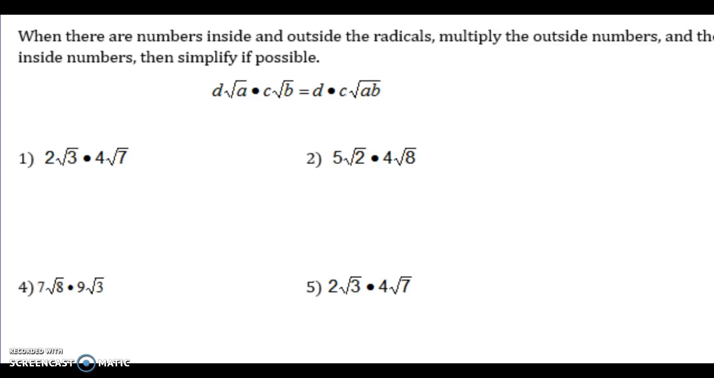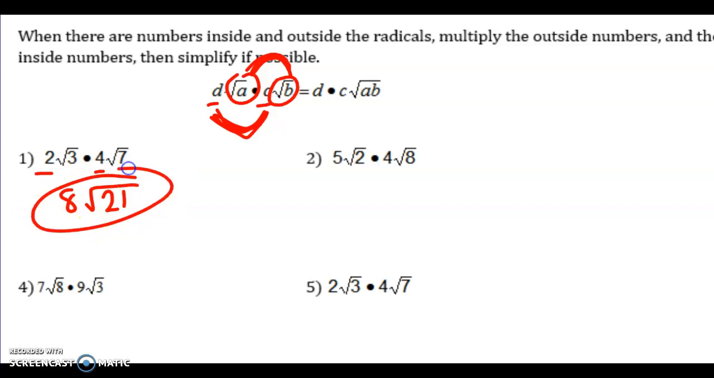Okay, so here I've got numbers on the inside and numbers on the outside. So I've got the front numbers and then I've got the square root numbers. Basically what you're going to do is multiply the two front numbers together and then multiply the square roots together. So 2 times 4 would be 8 and then the square root would be 21. Can I break 21 down into anything other than 3 and 7? No. So it's just 8 square root of 21.